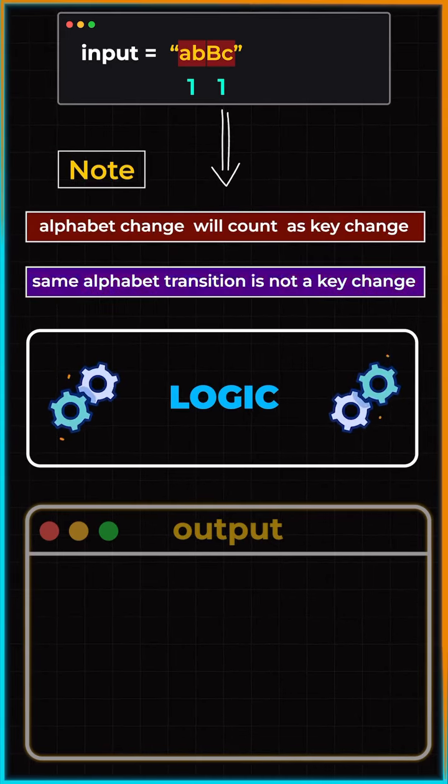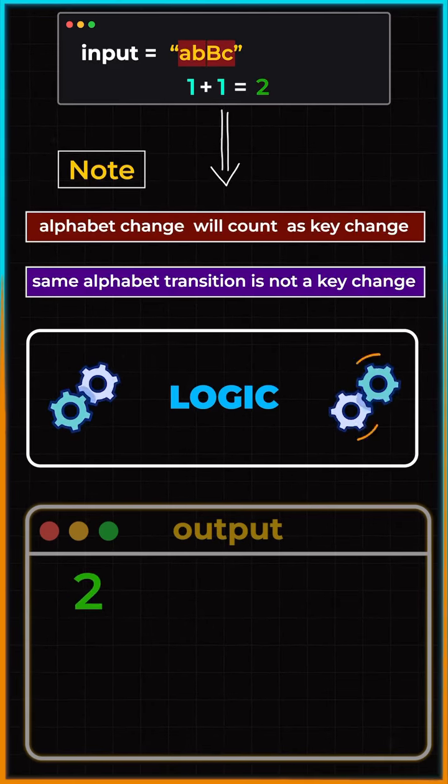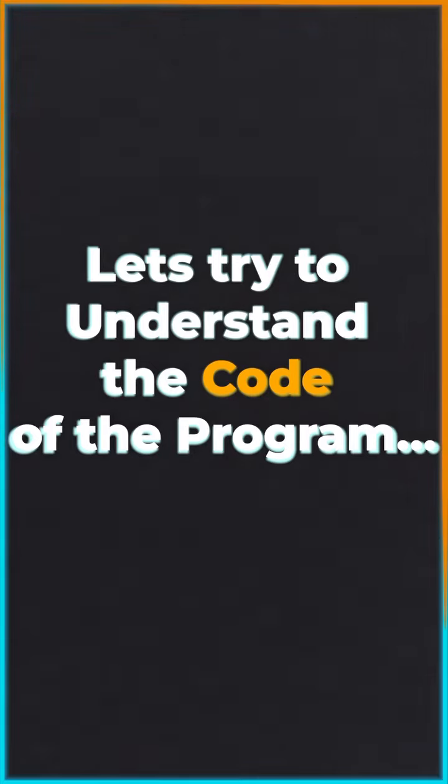Also, transition from small b to capital B will not be counted as a key change because they are still the same alphabet. So looking at the input, we can clearly say that the count of the key change is 2. That's from A to B and B to C. Now with this in mind, let's try to understand the logic for the same.